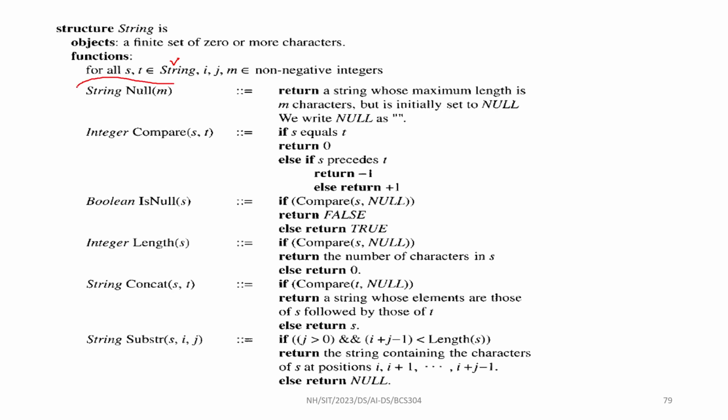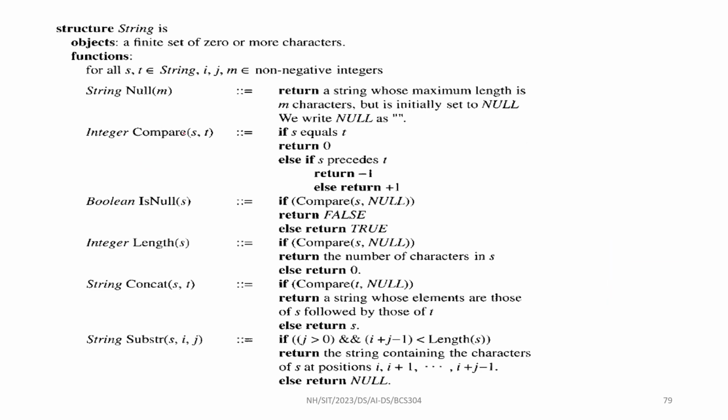The first operation returns a brand new null string. I'm going to create a string of m spaces, which is set to null. Nothing is there. Suppose the m value is 5, a string is created with 5 places, 1, 2, 3, 4, and 5, but no data here. That is the null operation.